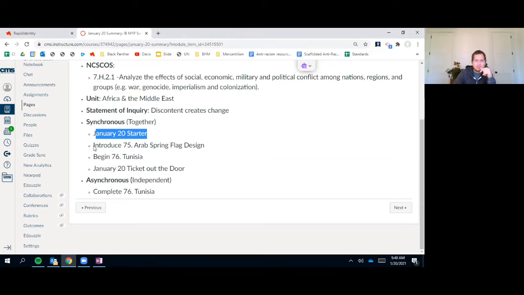And I'm going to introduce 75, the Arab Spring flag design. You're not actually going to do anything on page 75. 76 is where we're going to begin. And then we'll do the ticket out the door. And then your asynchronous work is to complete page 76. Okay, so here we go.